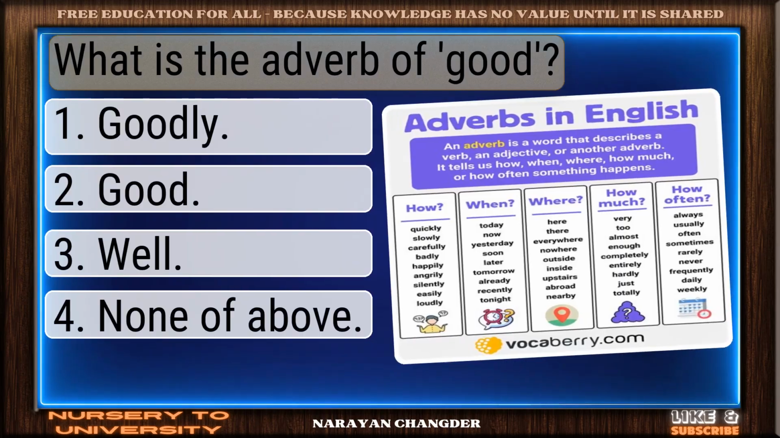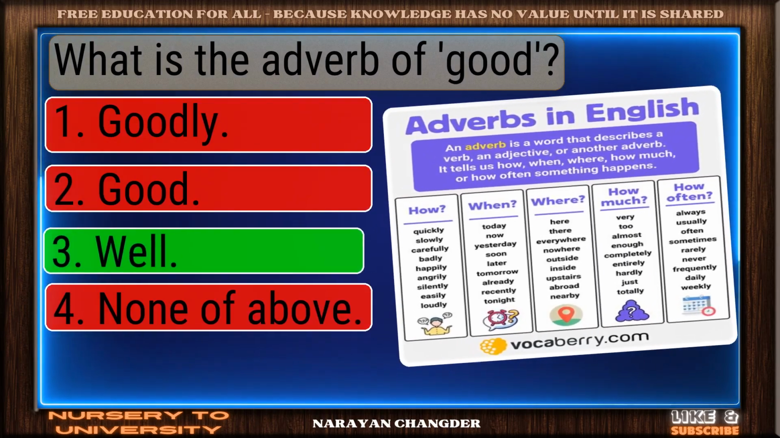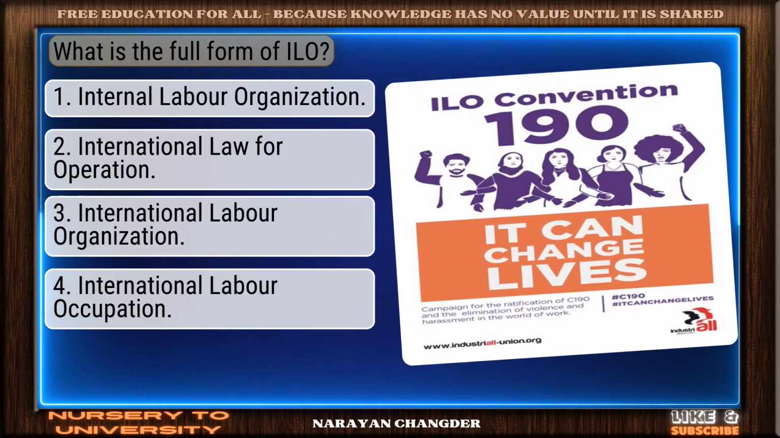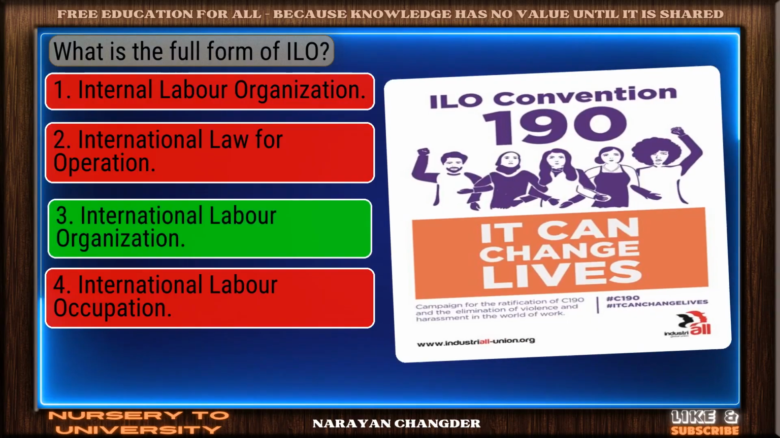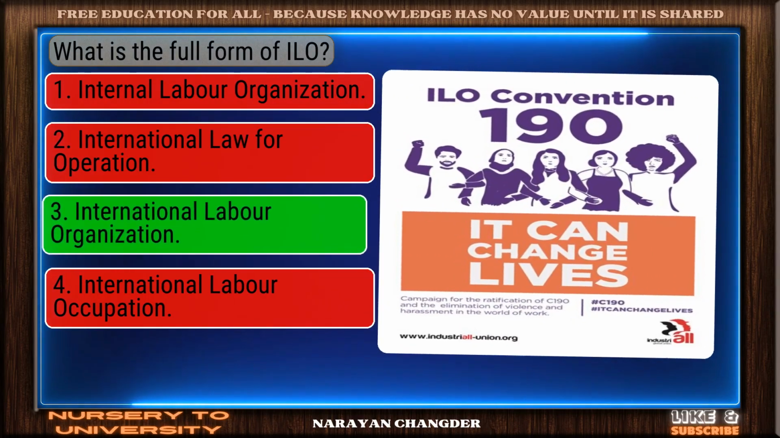What is the adverb of good? Sharp thinking. Well is the right choice. What is the full form of ILO? Nicely done. International Labour Organization is a solid answer.